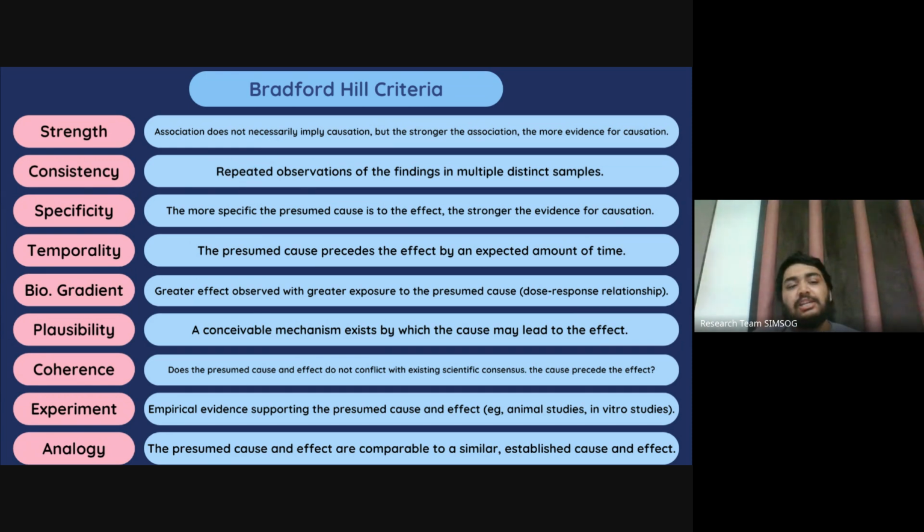Now, even in this, this person named Bradford did not mention all of the terms. These were added on later on, but essentially, this criteria helps us to determine causality, whether something is causing the other thing. Now we'll go through them one by one quickly. The first one is strength. We know that association does not necessarily imply causation, but obviously, the stronger the association, the more the evidence for causation.